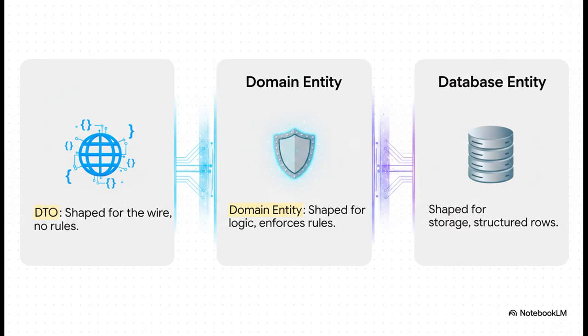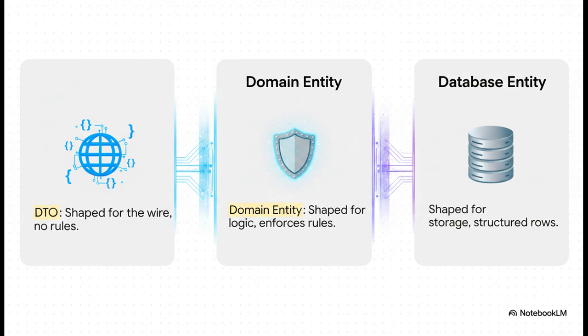And because of those incredibly strict boundaries, we end up with three distinct glossary terms for the shapes our data takes. First, the DTO, or data transfer object. This is strictly shaped for the network wire. It's raw JSON in, JSON out with zero business rules attached. Next, we have the domain entity. This is your core business object. It's packed with complex behaviors, validations, and invariants that absolutely cannot be violated.